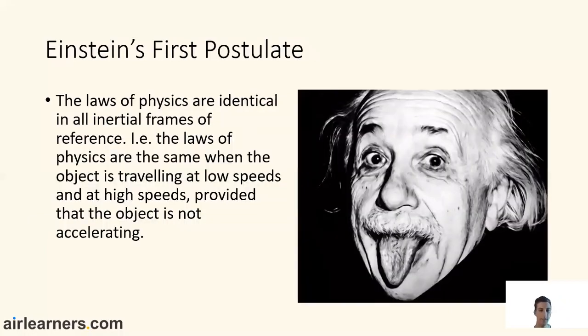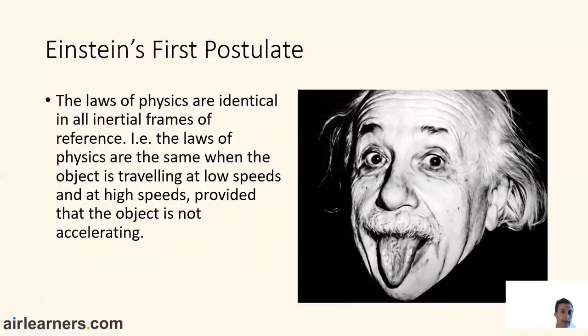Okay, so there's Albert Einstein on the right for you. Great bloke, didn't know him, but he looks great. The laws of physics are identical in all inertial frames of reference. An inertial frame of reference is one where no acceleration is applied, so it's traveling at a constant velocity. So those laws are the same when the object is traveling at low speeds and at high speeds, provided that object is not accelerating. That's what we call Einstein's first postulate.